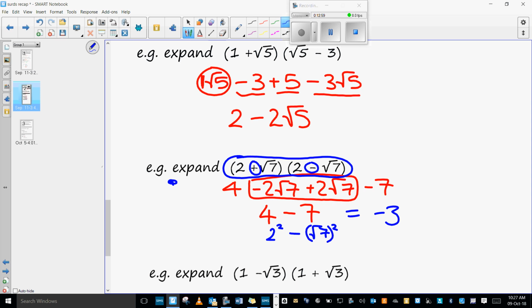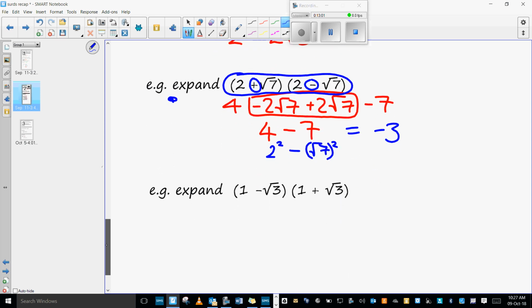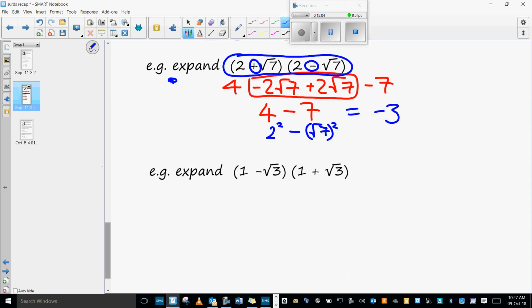So having said that, another example. We've got 1 minus root 3 and 1 plus root 3. So I can go straight to saying this is going to be 1 subtract 3, which is negative 2. You happy with that? Yes.